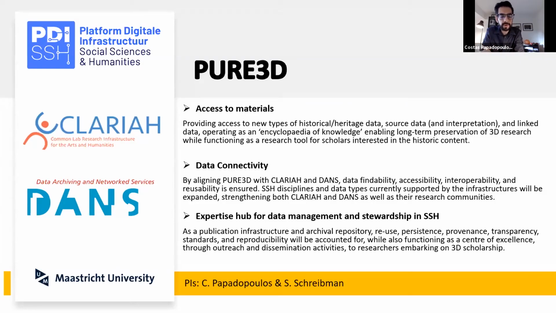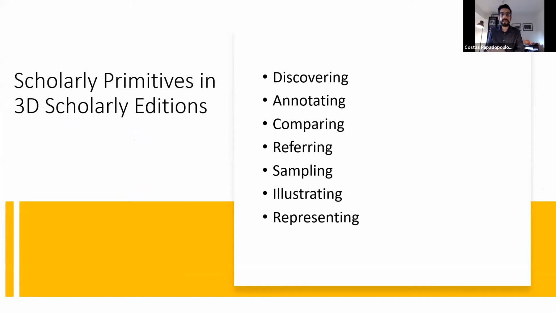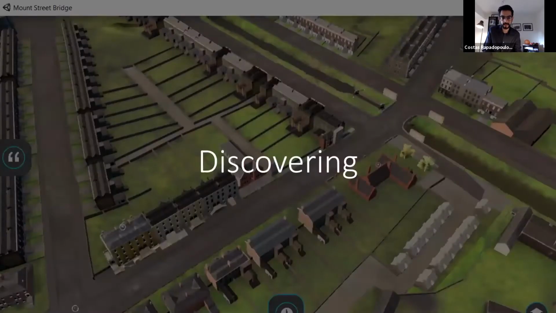So we'll do that in the form of a new digital infrastructure for 3D scholarship called Pure 3D that we will start developing from January and for 3 years in the Netherlands as a national infrastructure, building upon the existing infrastructure of DARIAH and working together with DANS, the Data Archiving and Networked Services in the Netherlands. So in this presentation, we would like to explore and problematize the features of 3D infrastructure using the scholarly primitives that Unsworth referred to in his talk 2 decades ago.